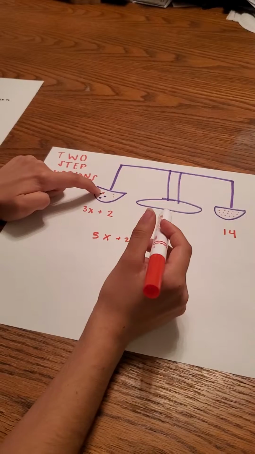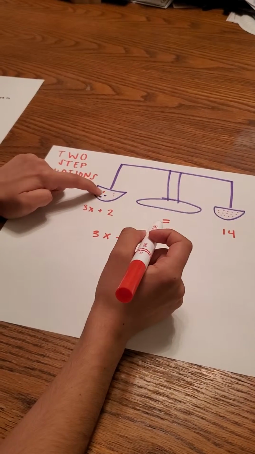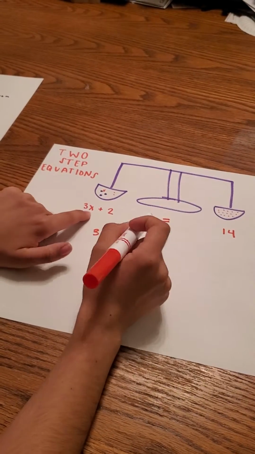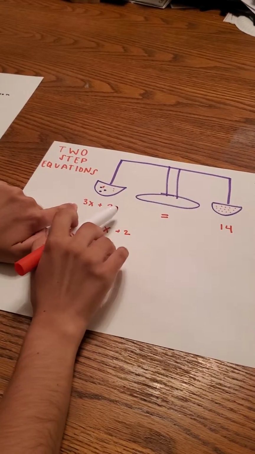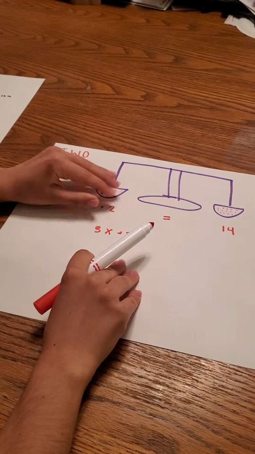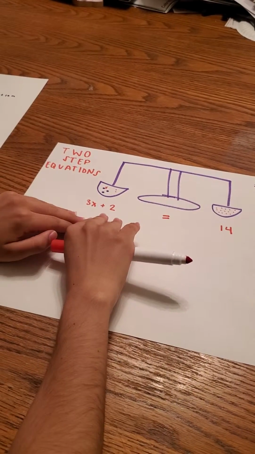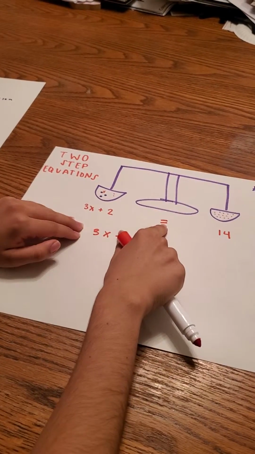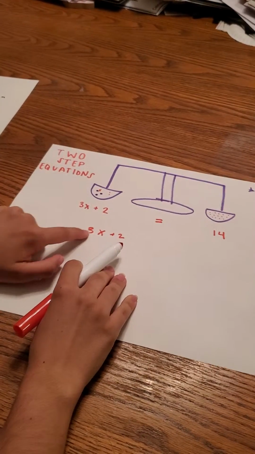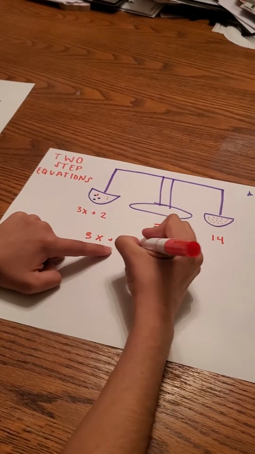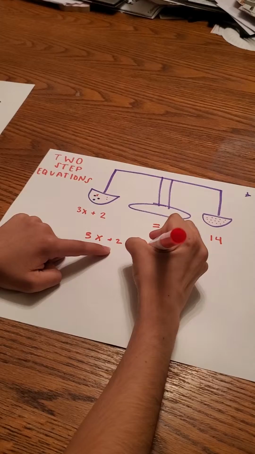and each purple circle is represented by one x, so having 3 of those is basically just having 3x. So 3x plus 2 is what I have on the left side, and 14 is what I have on the right side. Because I want to make sure that both sides are equal, I put an equal sign. Writing out this equation, we have 3x plus 2 equals 14.